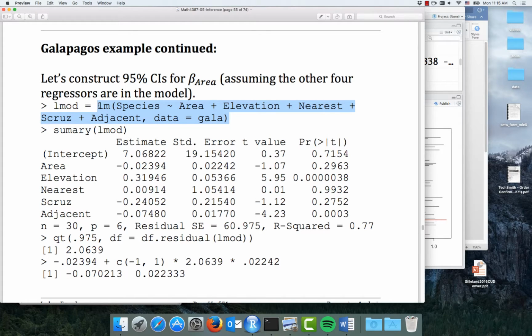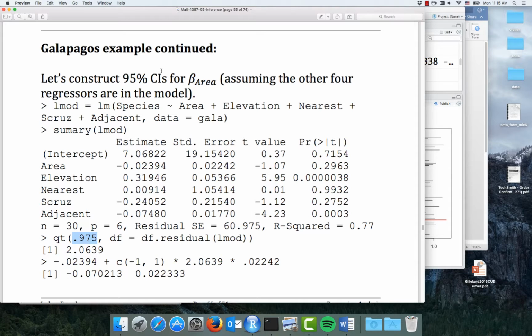So we fit our full model that has the predictor of interest and any other predictors that are in the model. And then I'm going to use the summary function on my fitted linear model to obtain the information I need to construct the confidence interval. Since we want a confidence interval for area, I would obtain the estimated coefficient for area and the estimated standard error. And I can't use this t-value right here. That's a test statistic for a hypothesis test. I need to find the right quantile from my t-distribution.